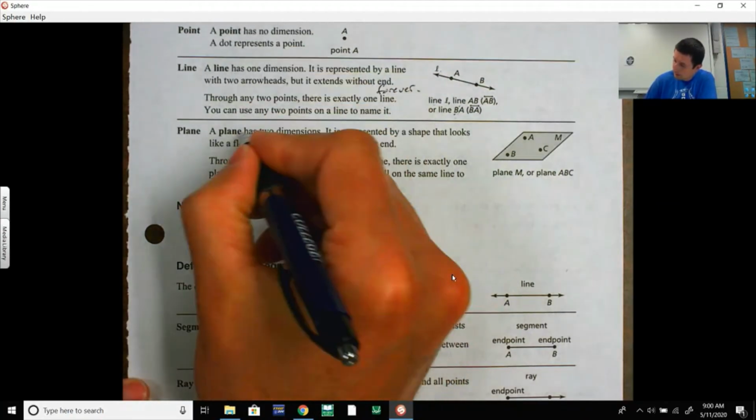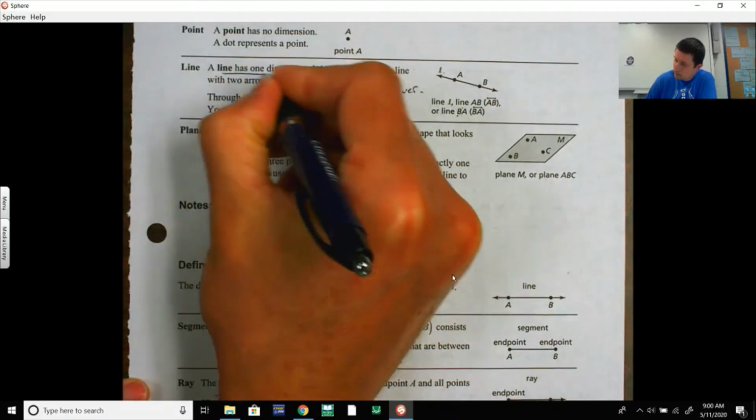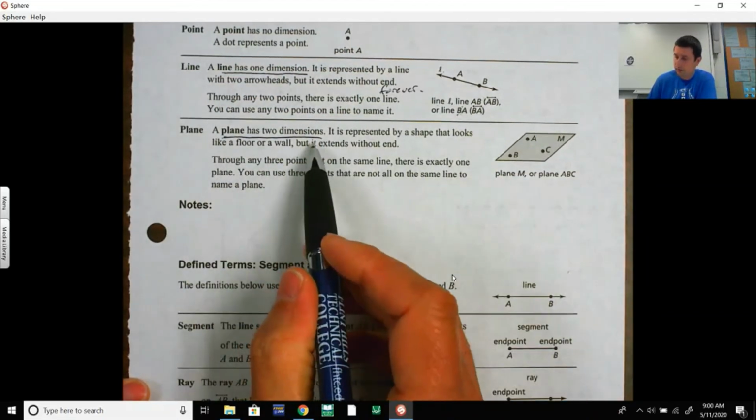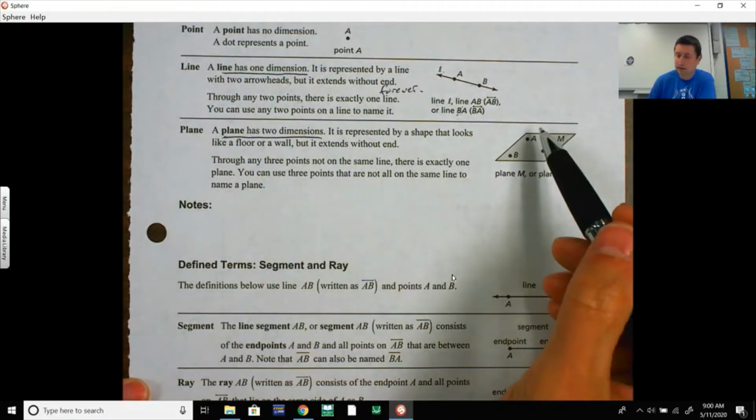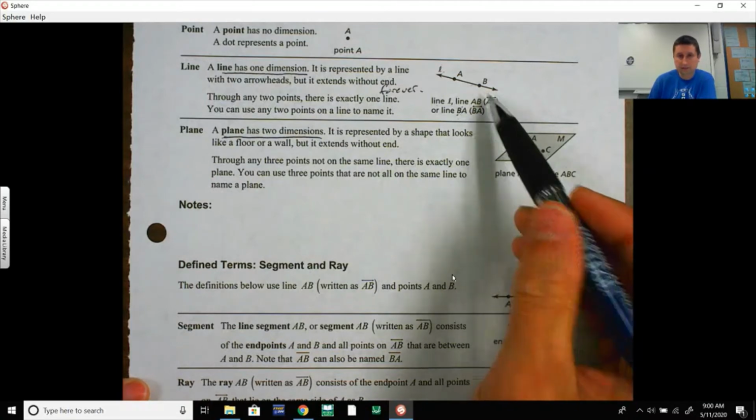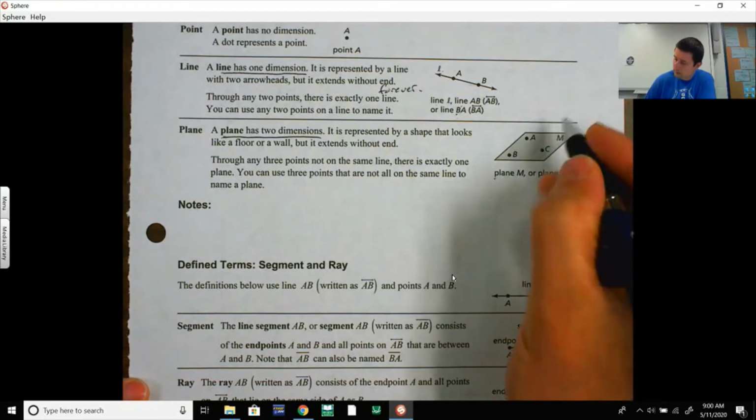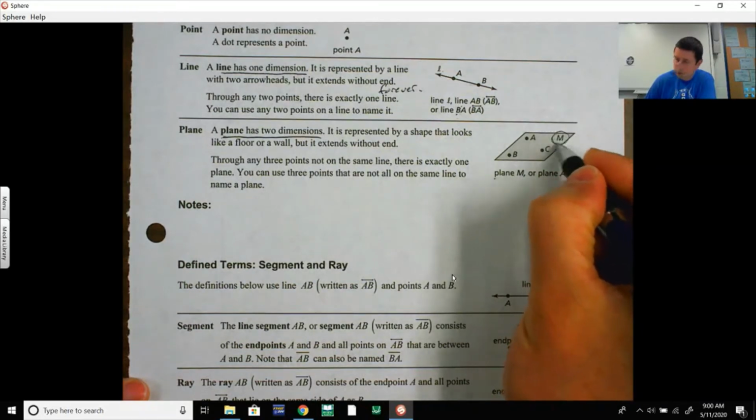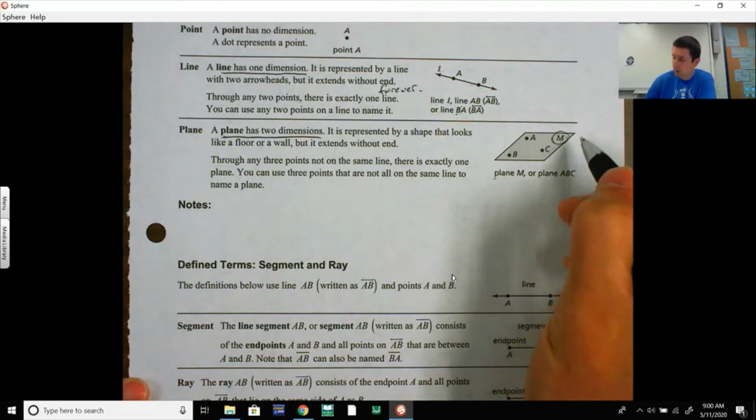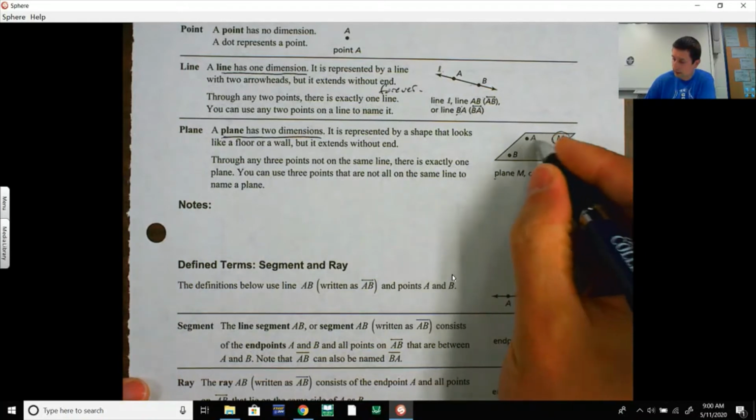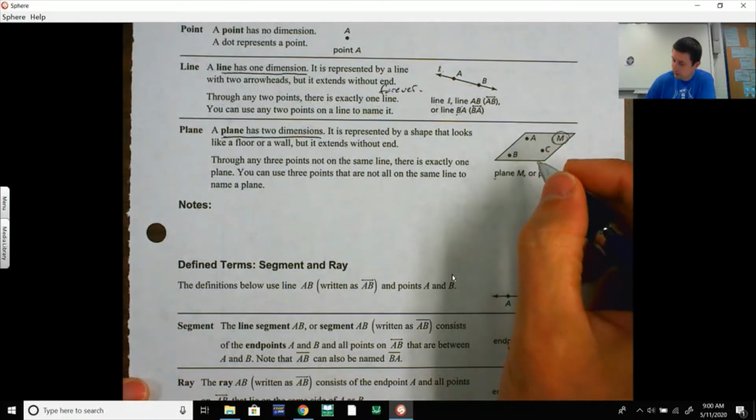Okay. A plane has two dimensions. So lines have one dimension, a plane has two dimensions. A length and a width. A line just has a length. A plane has a length and a width. Notice how they named it. Plane M. There's the M. Notice there's no point written next to it. Or plane ABC. Three non-collinear points.